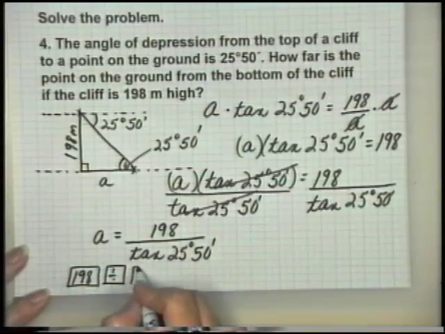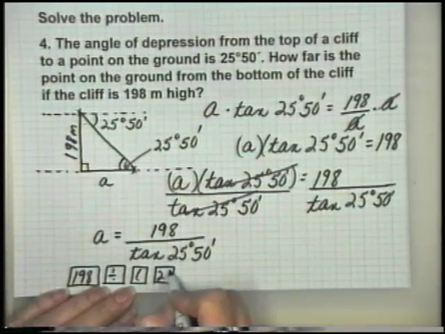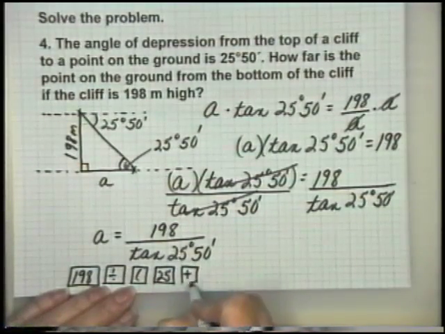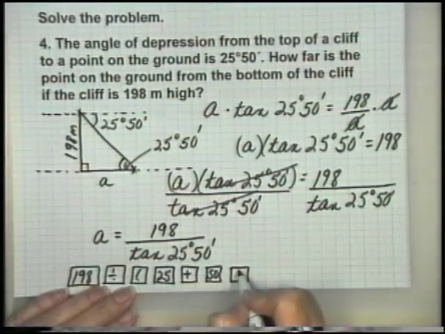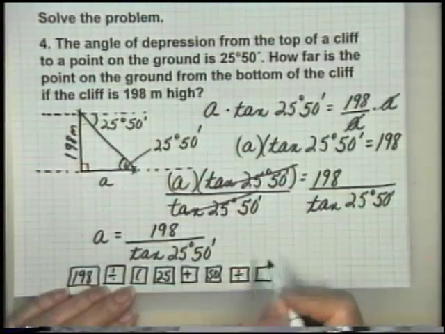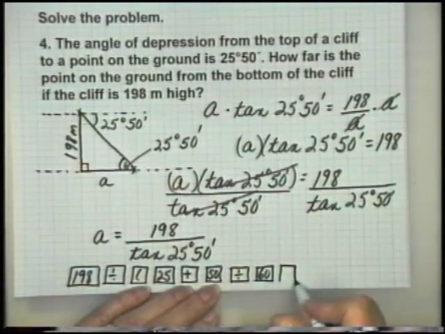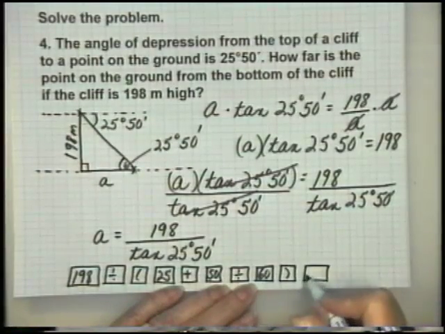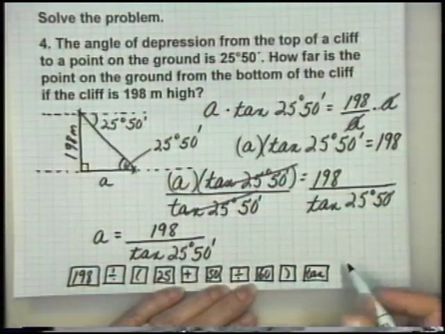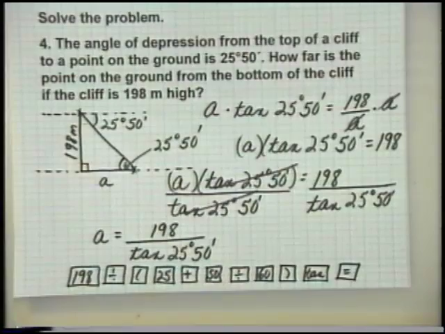divided by, and of course I'll have to put my angle in first, and to convert, I'll say 25 plus 50 divided by 60, close parentheses, and then I want to find the tangent, so I'll push my tangent button, and then I'll need to push my equals to get it to divide for me. So let's see what we get.